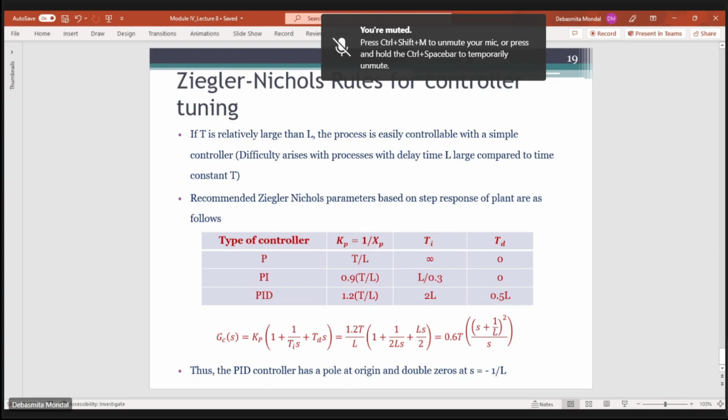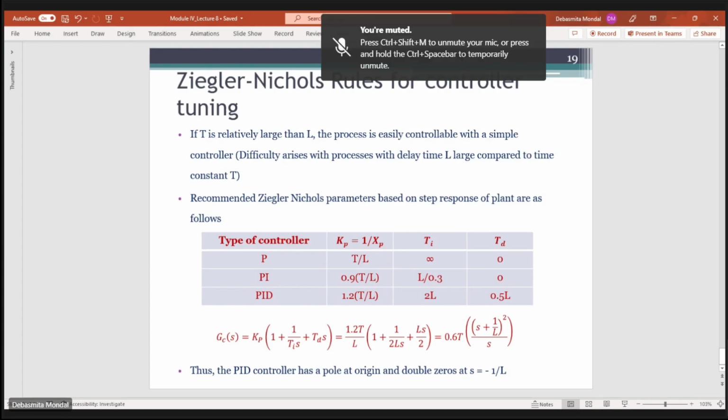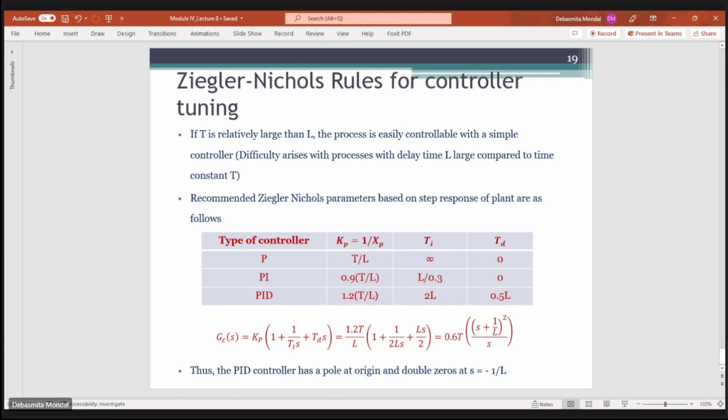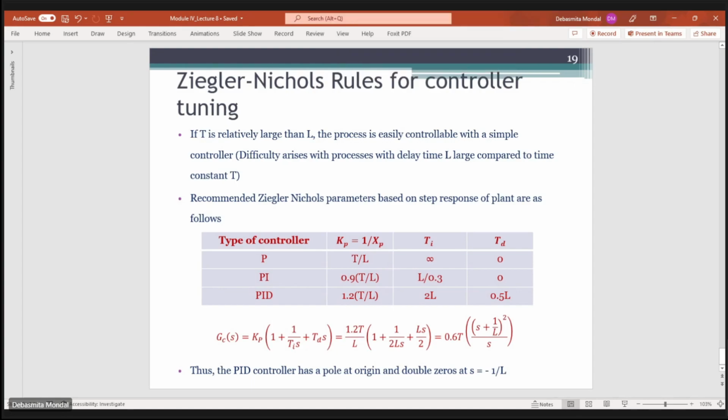But in general, for simpler control systems, the Ziegler-Nichols method is an ideal method to select or tune the controller parameters. Okay, so I'll stop here right now.